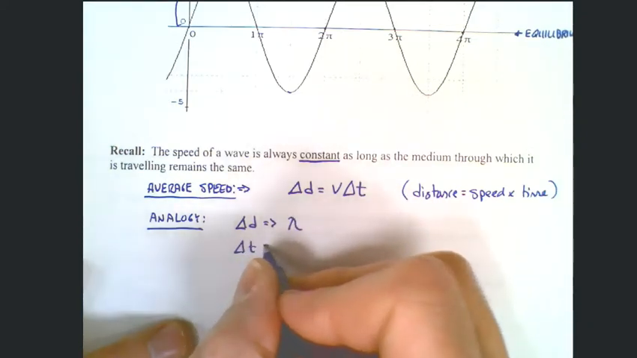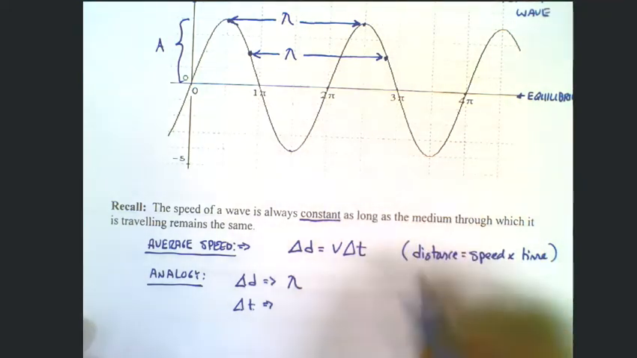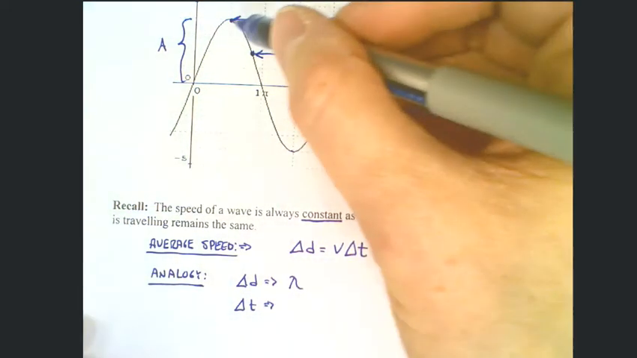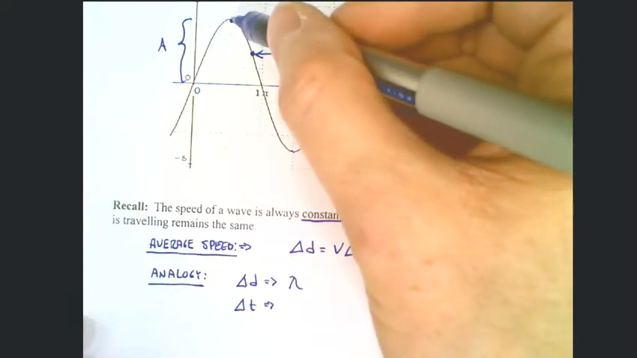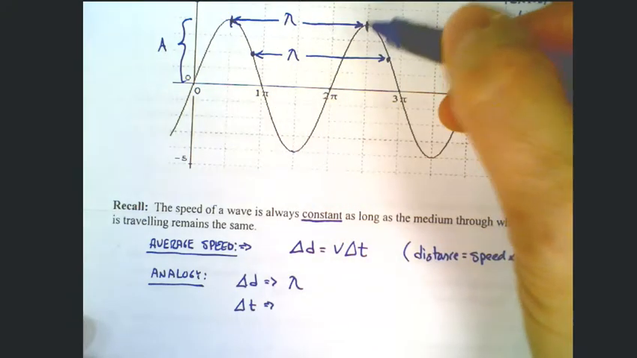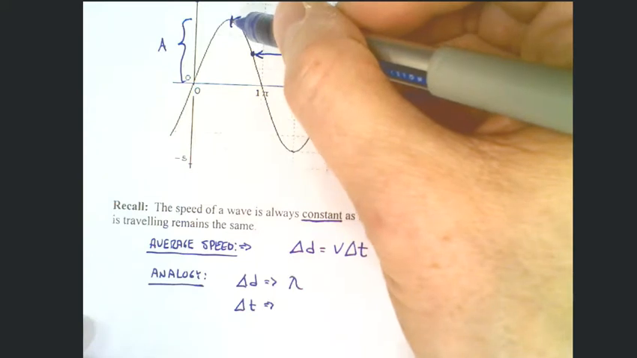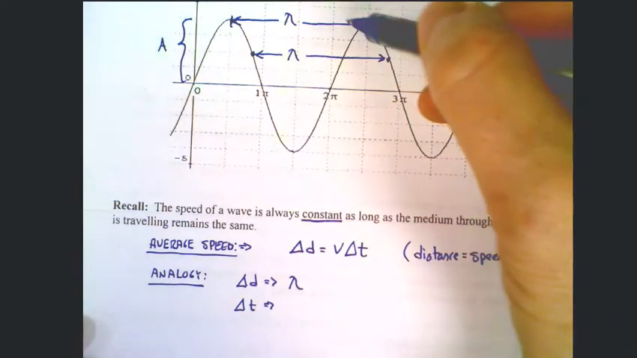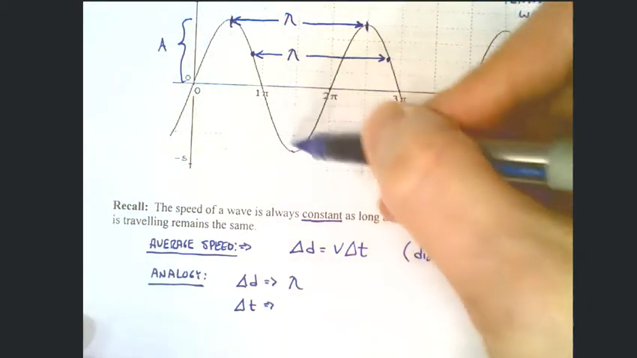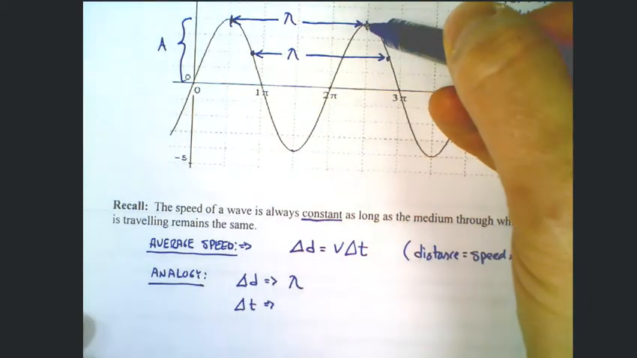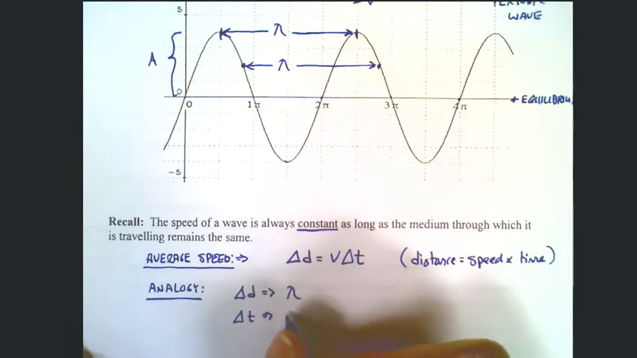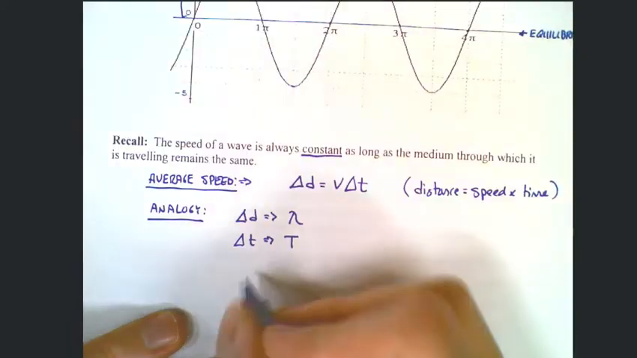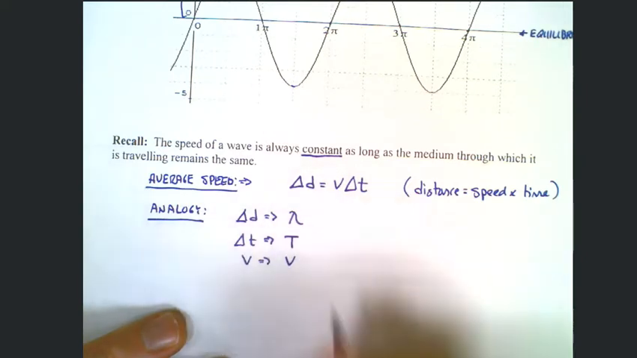Now, the time, the delta t. We've got the distance is the wavelength. Now this time here, what is the time interval for the wave to go from here to here? Well, for the wave to propagate and move this far at some speed v, we knew that was the wavelength. Well, that's one cycle. How long does one cycle take? One cycle takes one period of time, T, that we learned before. Now the speed, the analogy for speed is just speed.